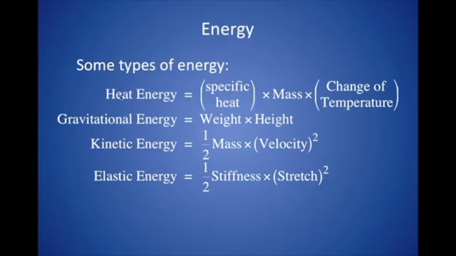Okay, some types of energy, a more complete list here. So heat energy or thermal energy is basically a property of the material called its specific heat, multiplied by the mass, and then multiplied by whatever change of temperature will give you the change in heat energy. Gravitational energy, we said, is weight times height. Kinetic energy, 1/2 mass times velocity squared. And the elastic energy stored in a spring is 1/2 times the stiffness of the spring multiplied by the stretch squared.